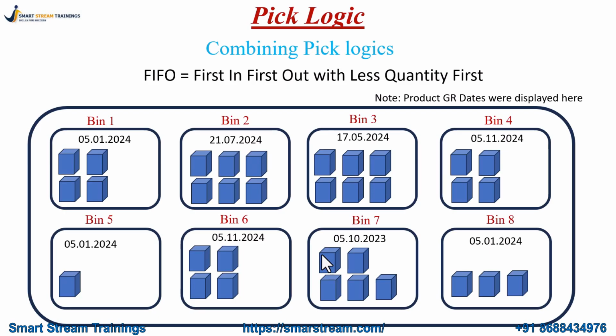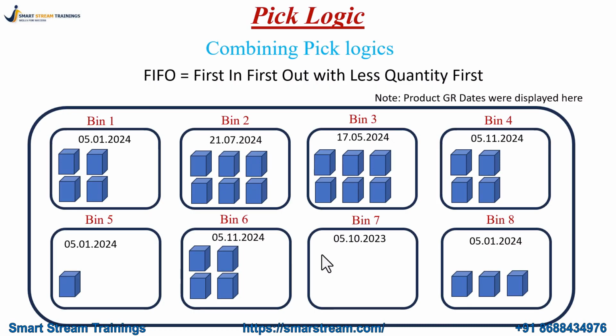Now let's get into this pick logic and how exactly it is working. First in, first out means if you compare all the GR dates of the bins, bin 7 has products that we received in the year 2023. So this pick logic will search for that bin and issue those goods first. The system has proposed to pick those products first. Later the system will move to another bin. Which bin has to be selected next?